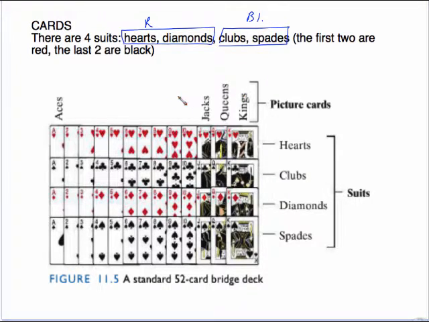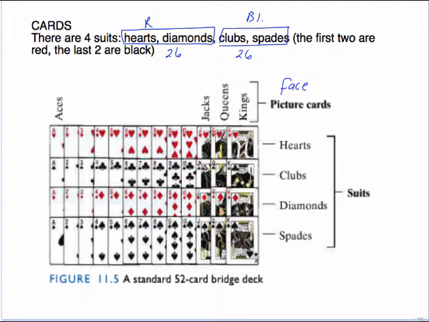There are 52 cards total. 26 of them are red, 26 of them are black. The numbers range from ace all the way up to king. Ace, 2, 3, 4, etc. all the way up to king. The jack, the queen, and the king are called picture cards. Sometimes they're called face cards because they have a face or a picture on them.